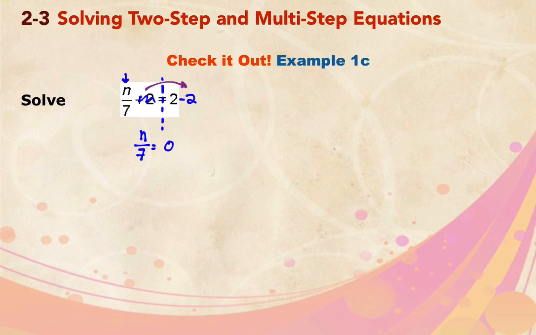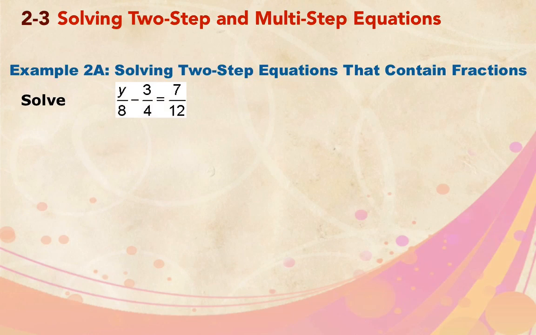And then here, to get rid of this fraction, I'm going to do the traditional method. I'm going to multiply both sides by 7. Those divide out, so I'm left with n equals 0 times 7, which is 0. Easy enough. Keep on going here, a couple more examples.